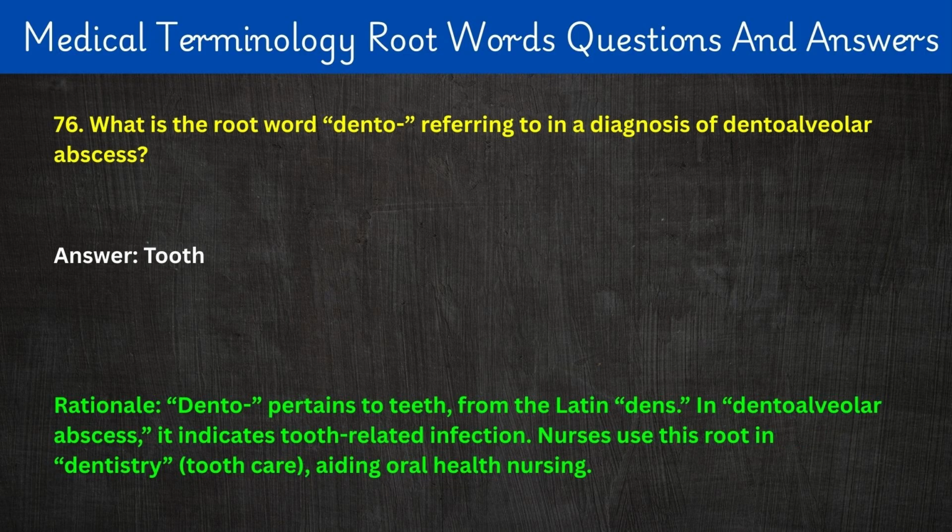76. What is the root word dento- referring to in a diagnosis of dentoalveolar abscess? Answer: tooth. Rationale: Dento- pertains to teeth, from the Latin dens. In dentoalveolar abscess, it indicates tooth-related infection. Nurses use this root in dentistry, tooth care, aiding oral health nursing.